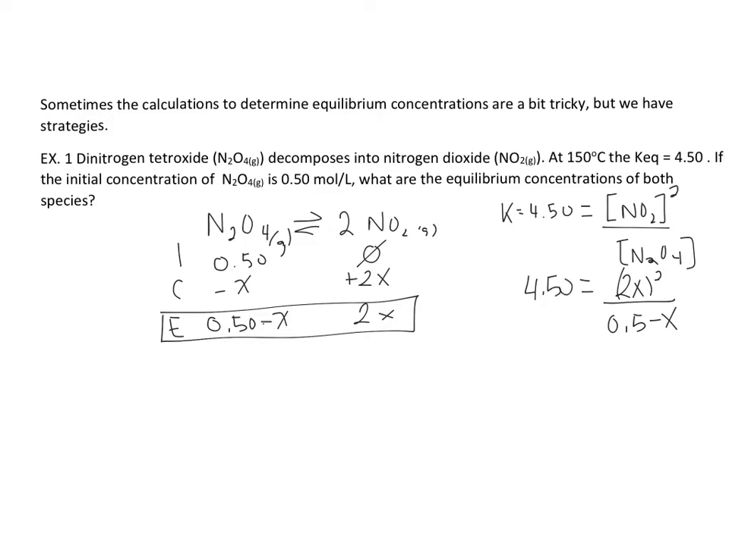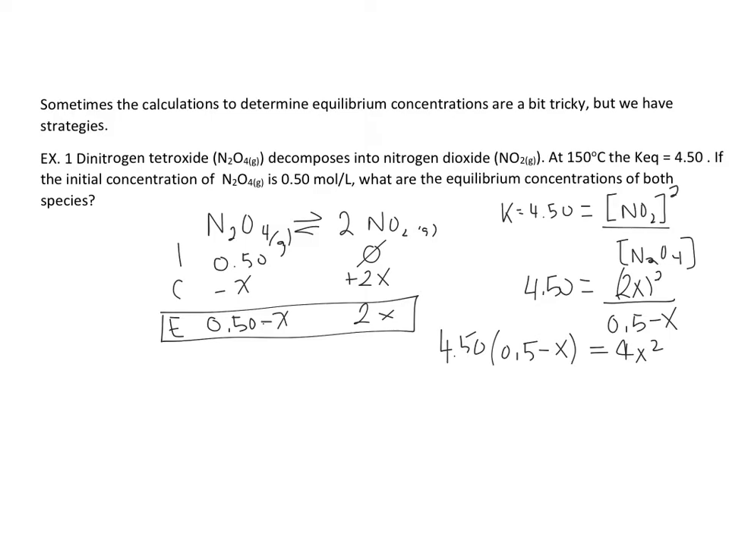Now, in this question, we can't take the square root of both sides because the denominator has only one term in it. It's not squared. So what we have to do is expand the top and bring all the terms together and see what we have. So we have 4.50 times 0.5 minus x is equal to 4x squared.